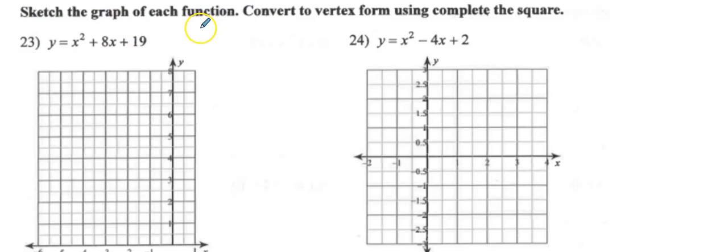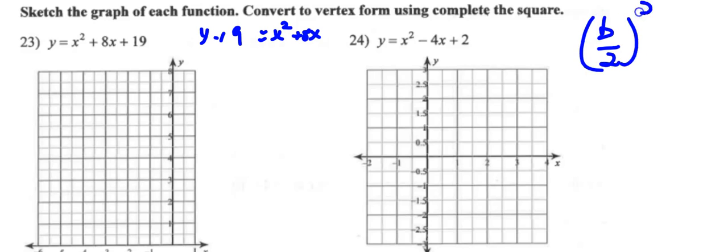So this is going to become y minus 19, and then we're going to leave room for some other thing in here, equals, I call it the mystery number, x squared plus 8x plus something, which is really half of 8 squared. It's b over 2 squared. So the b value is 8. 8 over 2 is 4. 4 squared is 16. So that's our magic number.